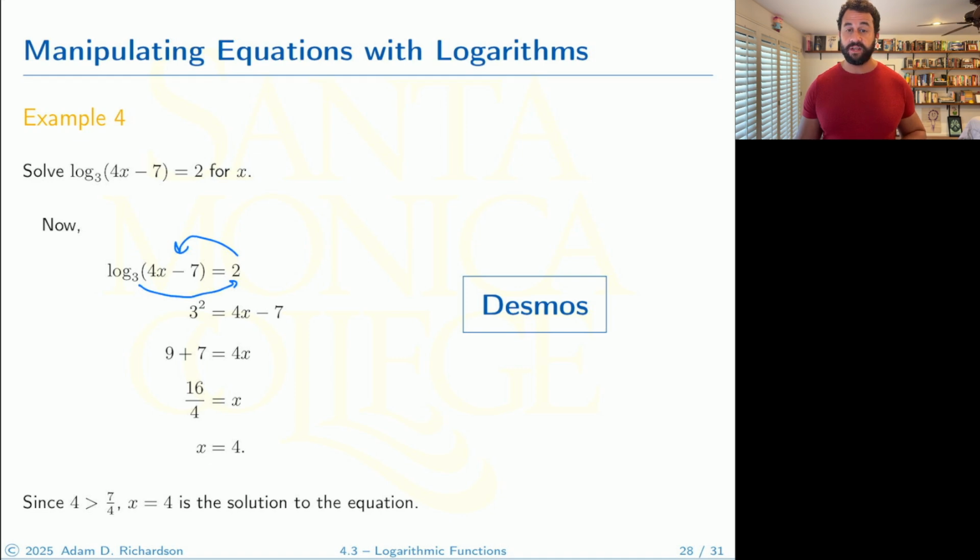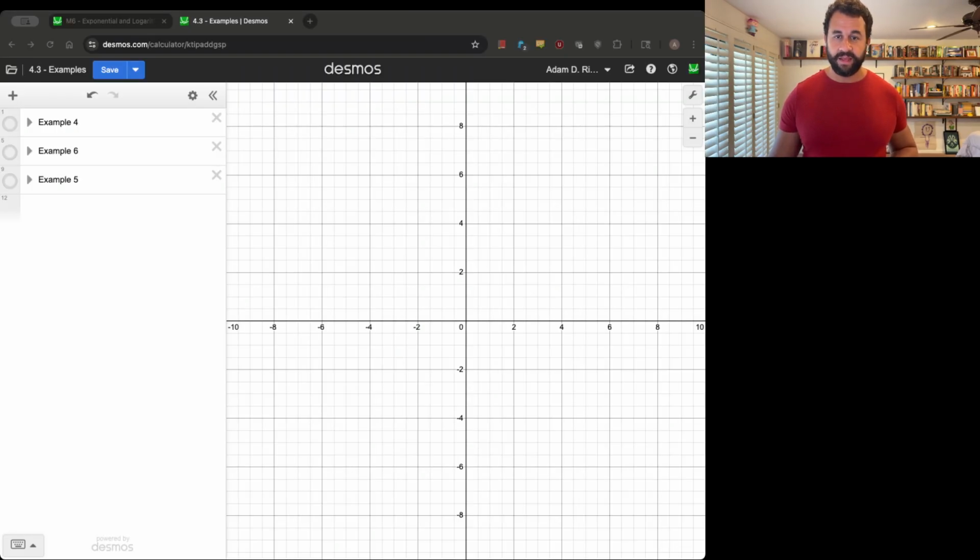Okay, now let's take a look at it on Desmos, just like we saw in the previous section. Let me set this up here. There's a geometric interpretation of these solutions. Algebra and geometry, best friends forever and ever. Let's take a look right now. That was example 4, so let's take a look at example 4.